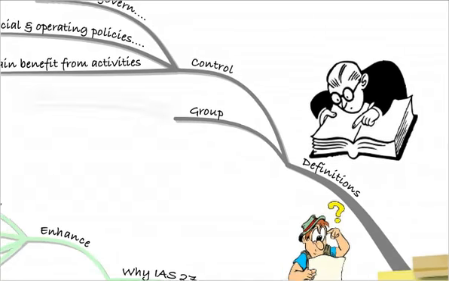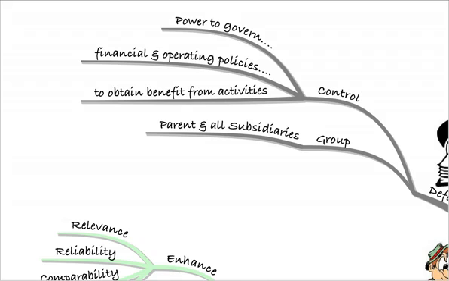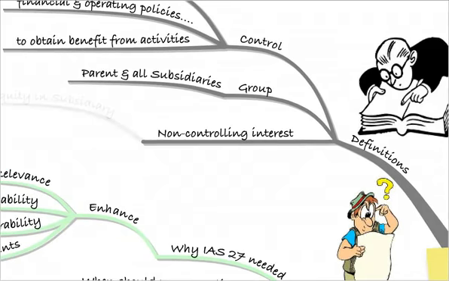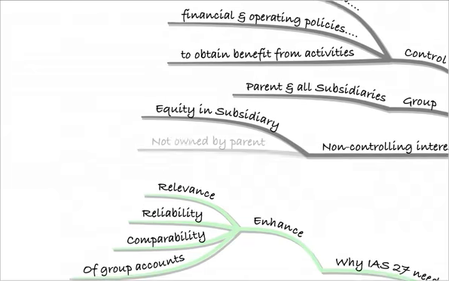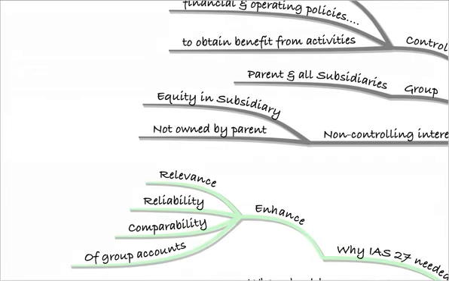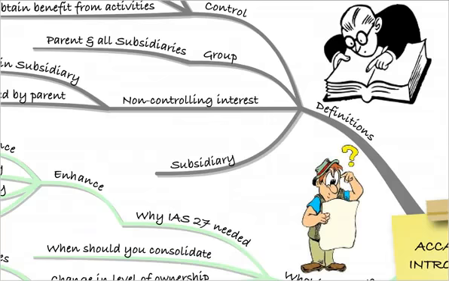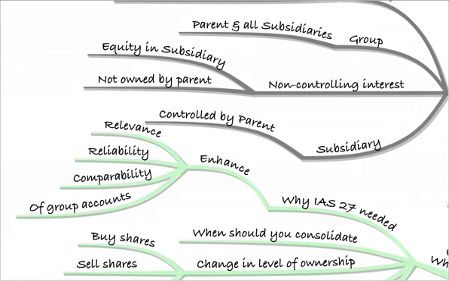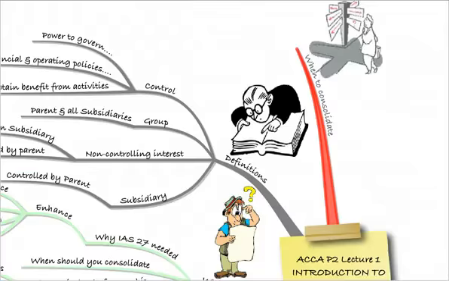It defines a group as being the parent and all of their subsidiaries. A non-controlling interest is the equity in the subsidiary not controlled by the parent. Lastly, a subsidiary is an entity that is controlled by the parent. So we are already seeing that control is very important in IAS 27.